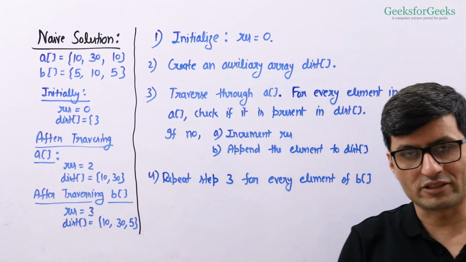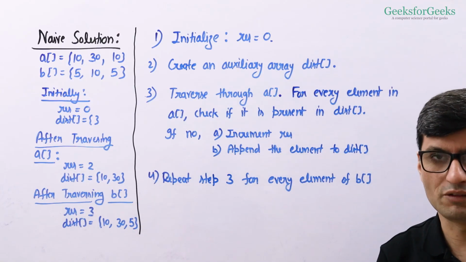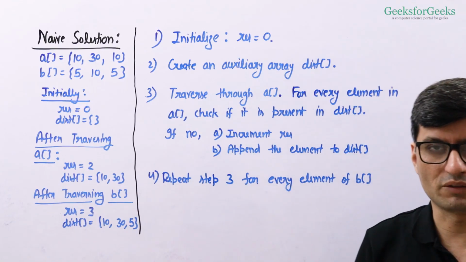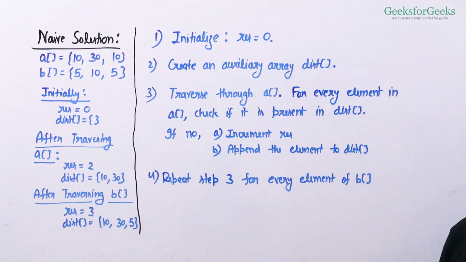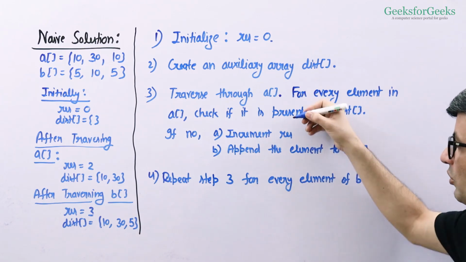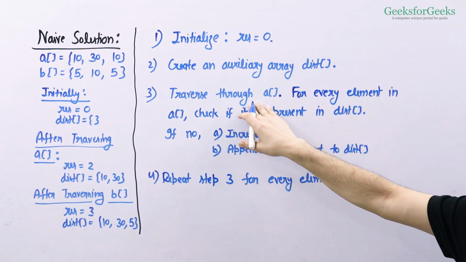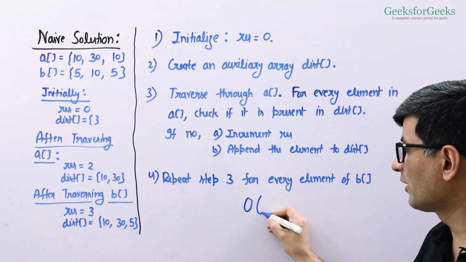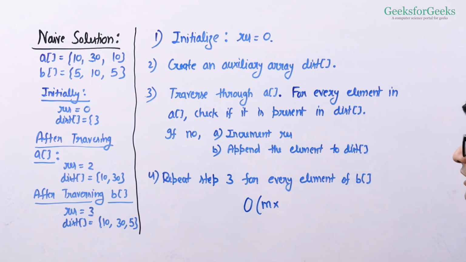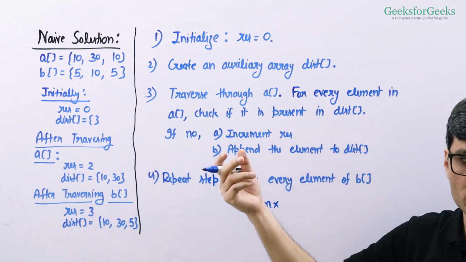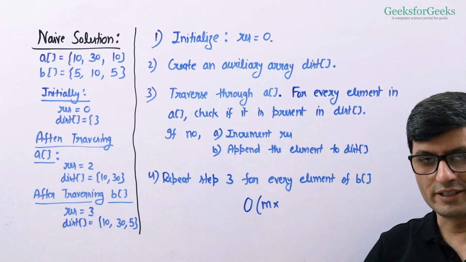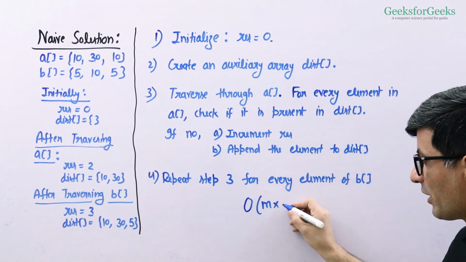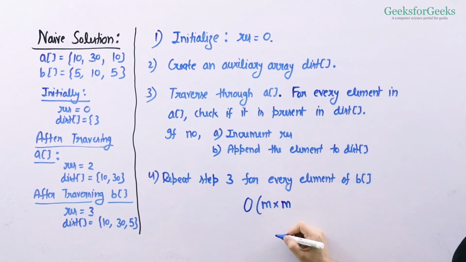The array distinct is there to just help us figure out what elements have already been processed, right? That's the purpose of the distinct array. Now what is the time complexity of this? See, there are mainly two major steps. In this step, we traverse through array A. So we are going to run a loop m times, and inside this, we are checking if the element is present in the distinct array or not. And the distinct array might contain all the elements of array A. So it's upper bounded by m into m, right?